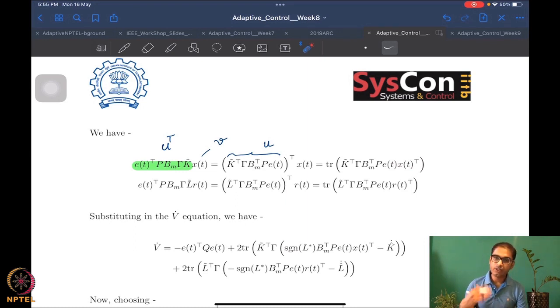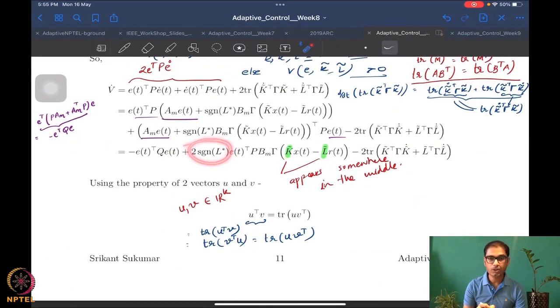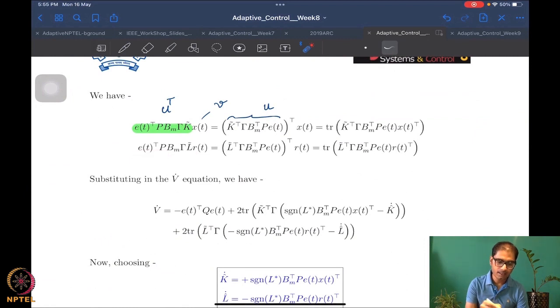We do the same thing on the other term. That is also a similar term. If I ignore this, because this is just a scalar and can be moved around, I don't need to worry about this. I look at the second term, which is E transpose PBM gamma L tilde R. Similarly, I think of everything before the R as my U transpose. So again, this is U, and so this is U transpose V, and this is essentially the trace of UV transpose.